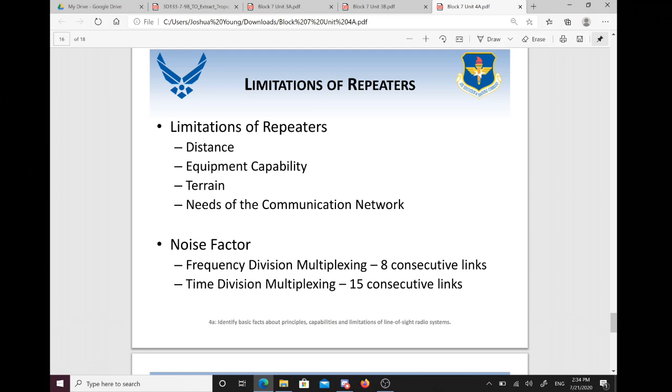So then whenever we're talking about noise factor in frequency division multiplexing, you can have 8 consecutive repeater links, so from one repeater to the next repeater. That can occur 8 times using FDM, so you can have 8 hops essentially, before noise starts to get introduced to your signal or your data transmission. But if you're using time division multiplexing, you can have 15 of those links occurring before you have to start worrying about noise being a factor.